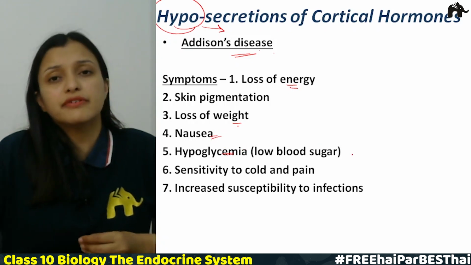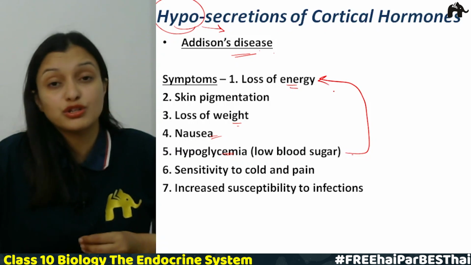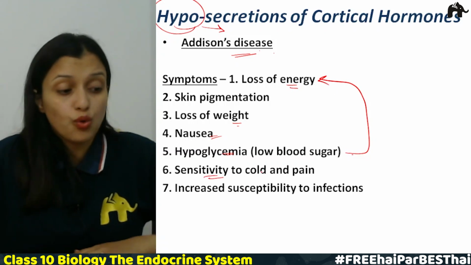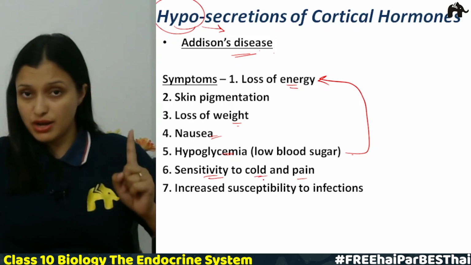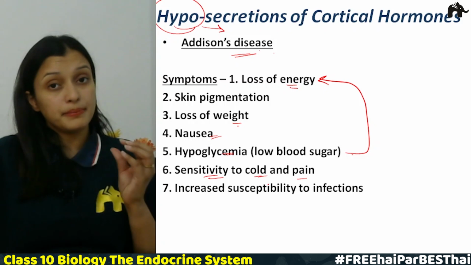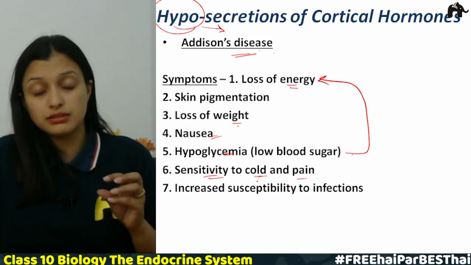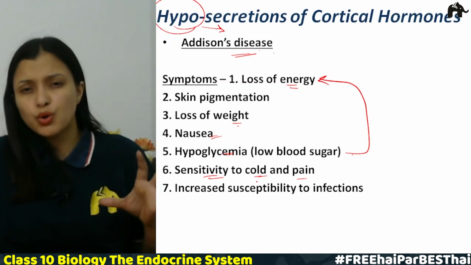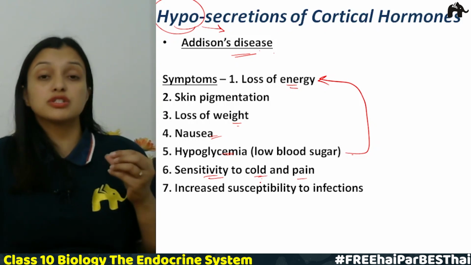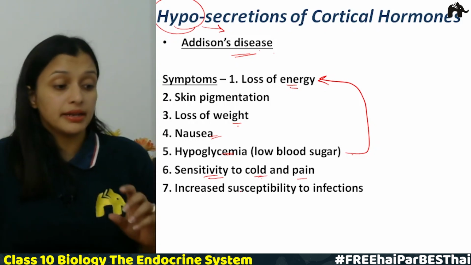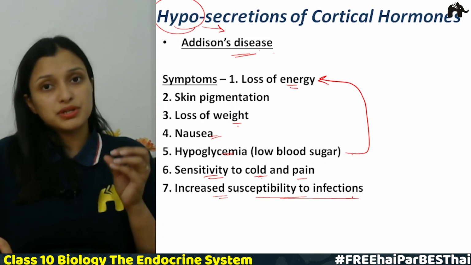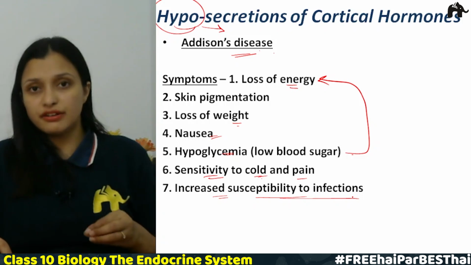So when the blood sugar level is low, it means the energy will also be very low. Then they will be more sensitive to cold and pain. We just discussed the general functions of the cortical hormones. These are the hormones which come into the picture when there are stresses, when there is extreme cold or extreme heat. So these individuals will be more sensitive to cold and pain. There will be increased susceptibility to infection, so that person will be more vulnerable to infections.